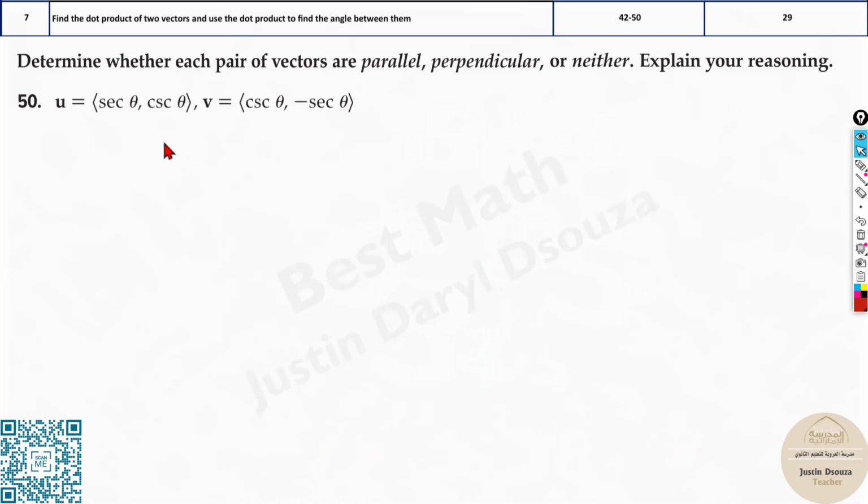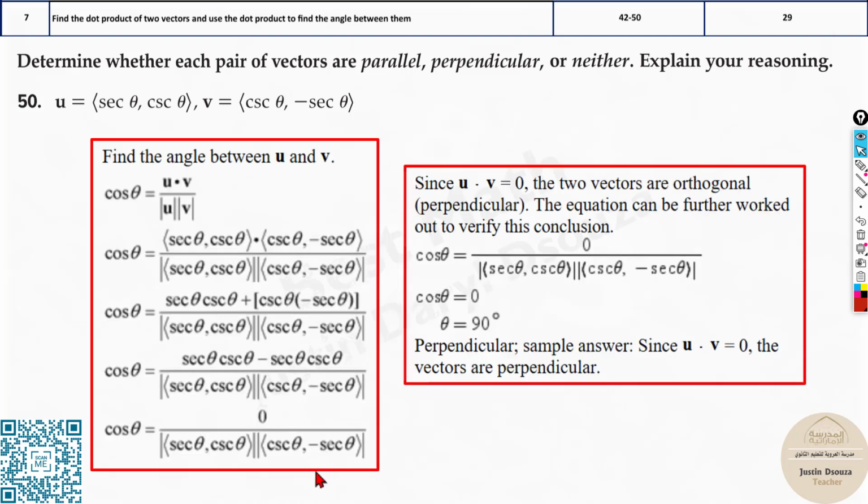Now this problem is also an easy problem. It's just that they have not given you values. They have given you secant, cosecant, all this stuff. I'll explain it with the answer, because it's just going to take a long time to write it out. Now here you can see the dot product. They have written the component forms. We need to find the dot product of these. So secant theta times cosecant theta, and cosecant theta times minus secant theta. Okay, you add them up.